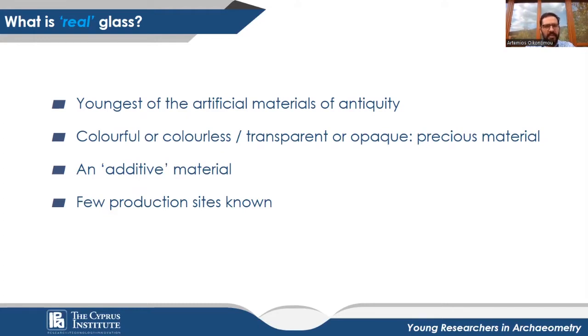A basic characteristic of glass is that it is an additive material, meaning that you need at least 2 or maybe even 3 raw materials to mix them in specific proportions in order to get the final product. Especially for the first millennium AD, few glass production sites are known, while for other earlier periods the production sites are still quite unknown, and that is very intriguing for the study of glass.